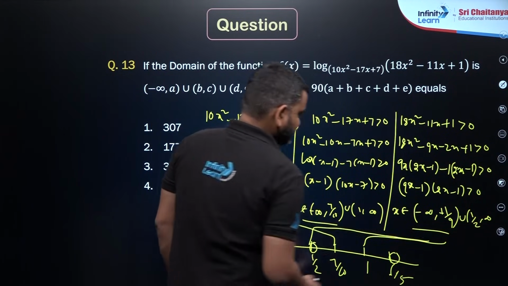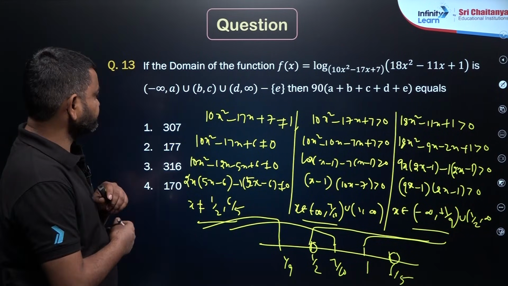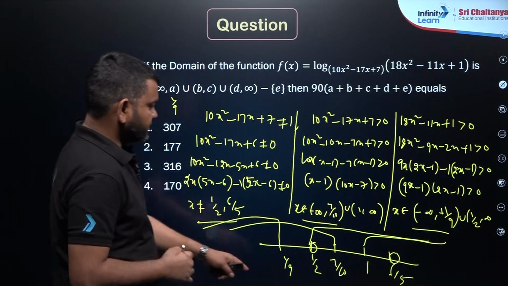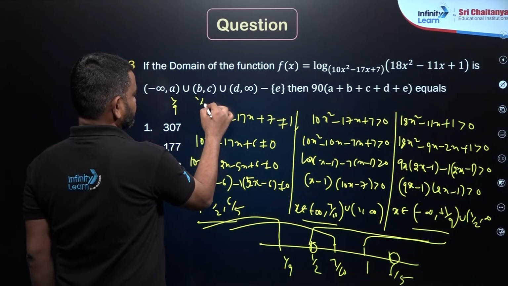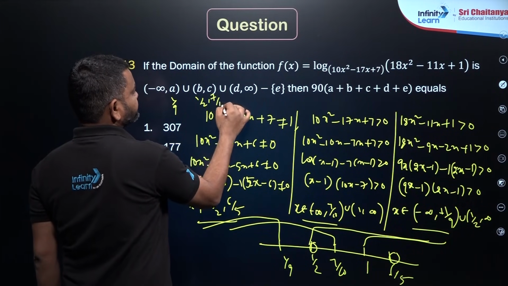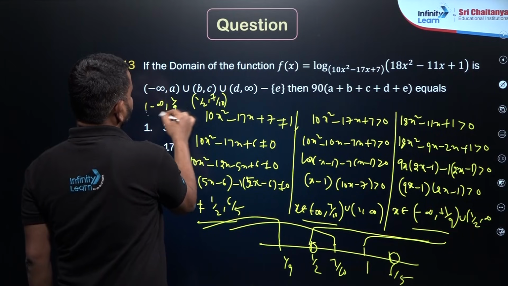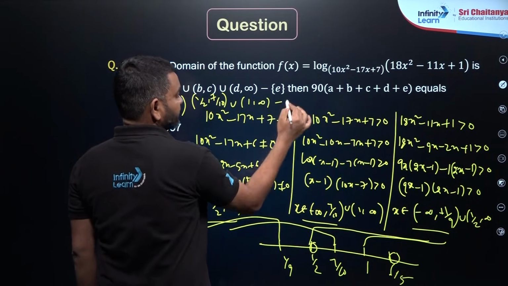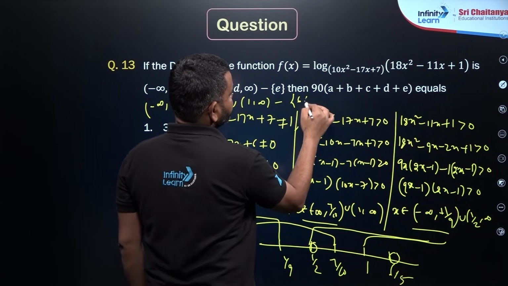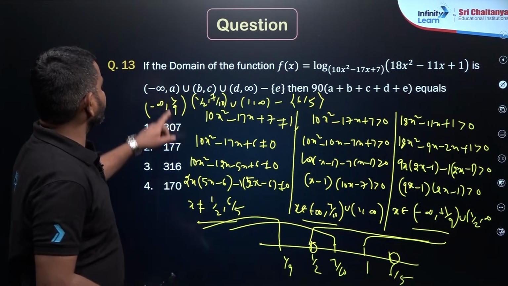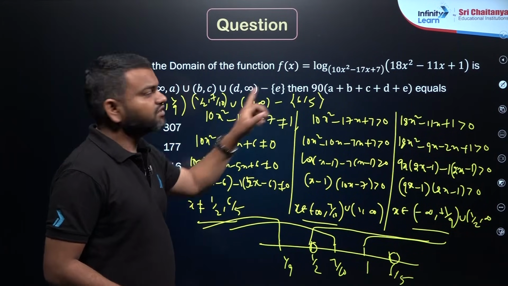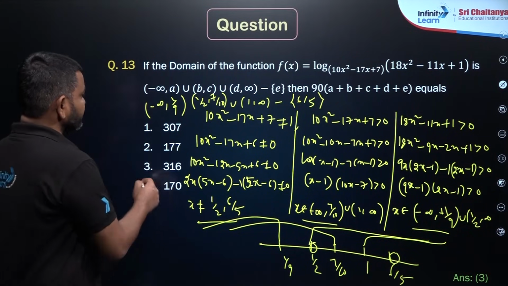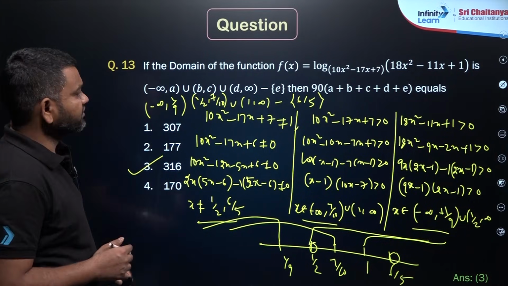So from here, if you see this answer, minus infinite to 1 by 9. So this is going to be 1 by 9 here. And in between 1 by 2 and 1 by 10, 7 by 10. Union, this is going to be 1 to infinite. Minus, this value should not be there, so you are subtracting 6 by 5 from that. So you have a, b, c, d, e values there. Put everything into that, you will get your answer, and I will confirm what answer you need to get. That is 316. Okay, this is one.